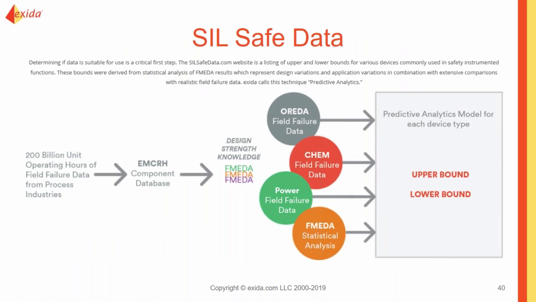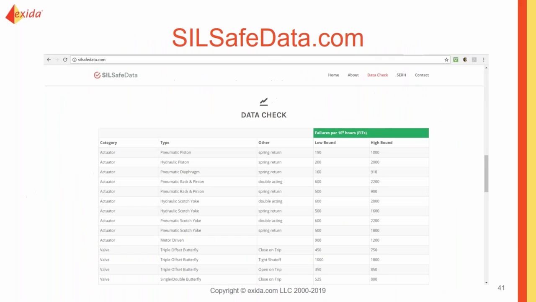So how do you know if your data is good or not? I always refer all of my customers to silsafedata.com. It is what I call my sanity check. It gives you a lot of different types of devices, and it's pretty generic. It's going to say valve, triple offset butterfly valve, close on trip. So it's going to give you application, the type, and the category, but not a lot more specifics.